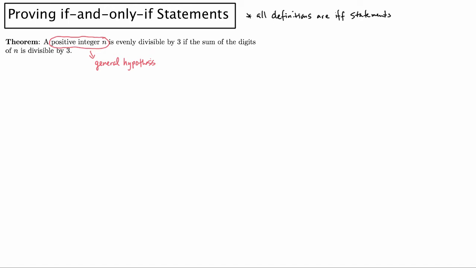Then the next phrase that occurs is that integer n is evenly divisible by 3. This is what's called a predicate statement, so I'm going to give this the label A. And then the next statement is the other predicate statement, and it's the sum of the digits of n is divisible by 3. So I'm going to call that statement B.